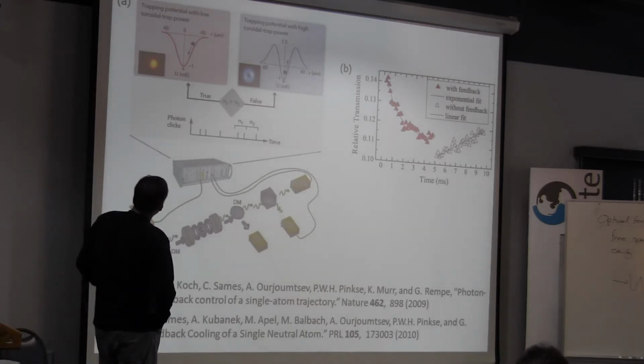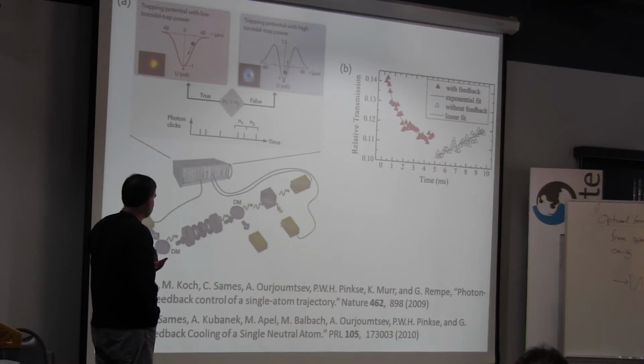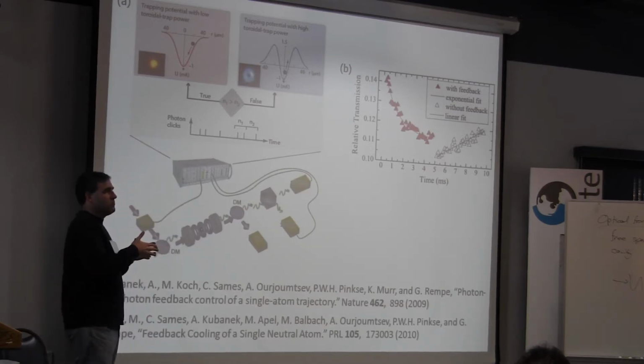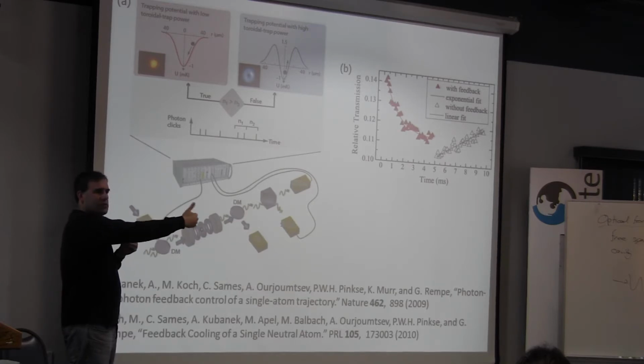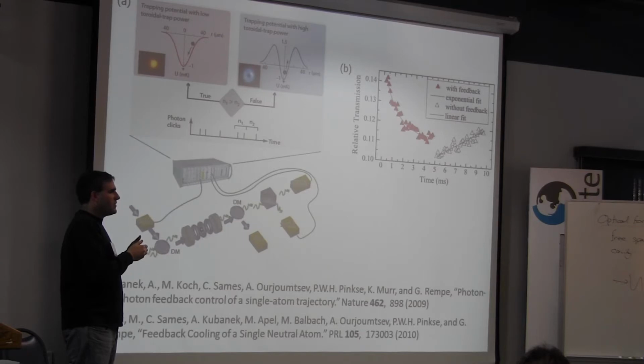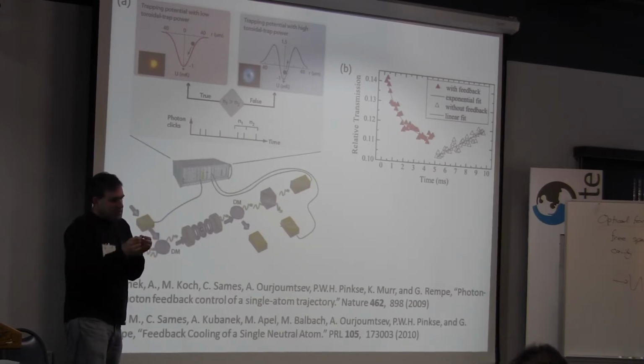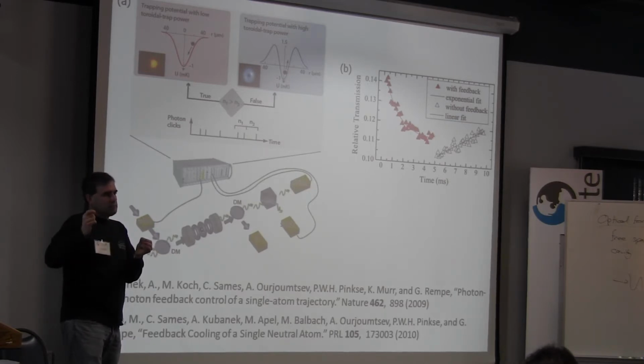And they look at the cavity emission. So here's the atom sitting in the cavity. Anyhow, they look at the cavity emission and they count the rate at which photons are received in their detector. And by processing that photon number, they can figure out whether the atom is likely to be in the center of the cavity, or maybe it's likely to have left the center of the cavity.